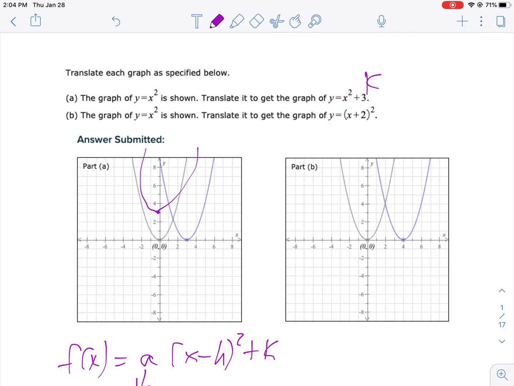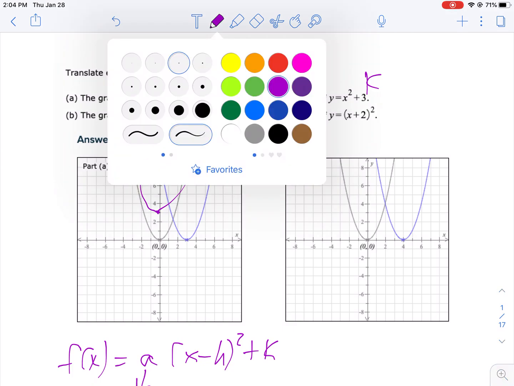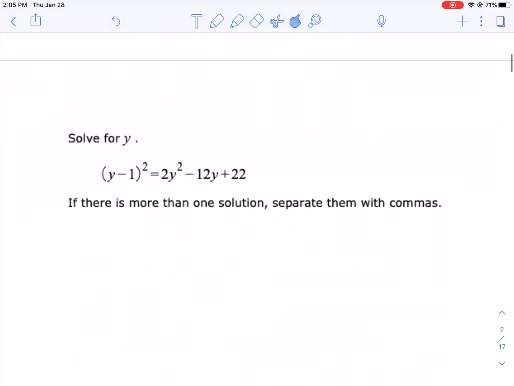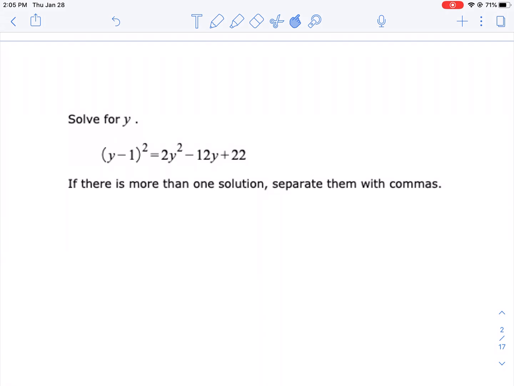The other one is (x plus 2) squared, which remember that's the same thing as (x minus a negative 2) squared. So you're going to translate it 2 places to the left. And we don't change anything else. That's what you should have done for that problem. You didn't do this problem.